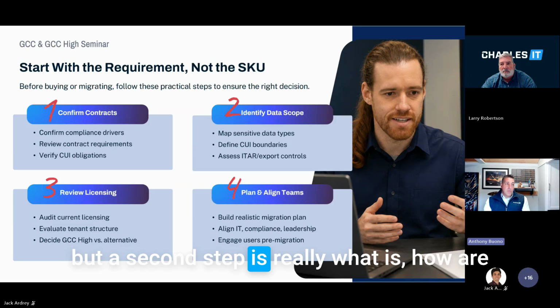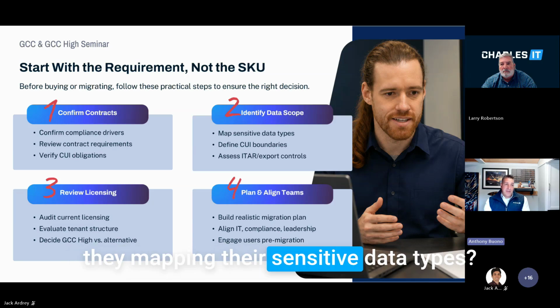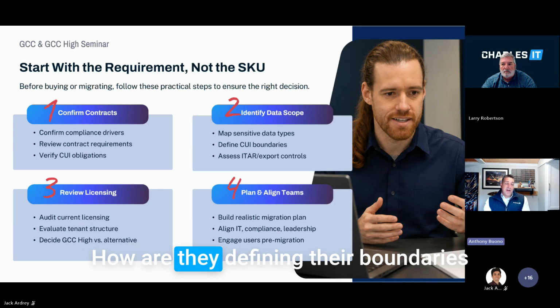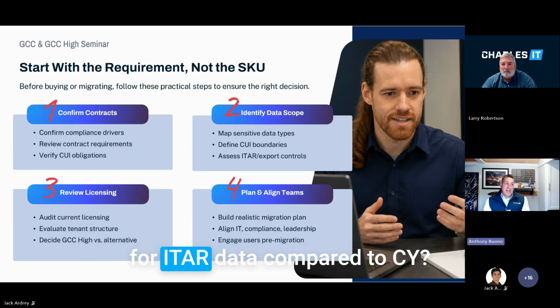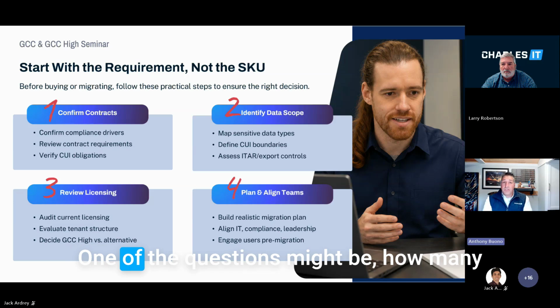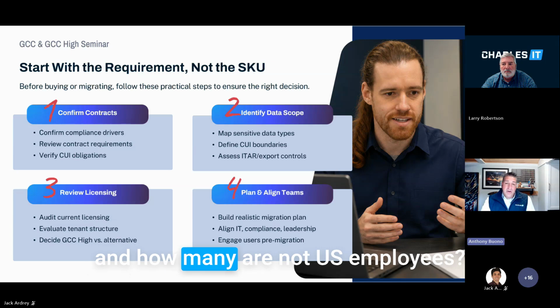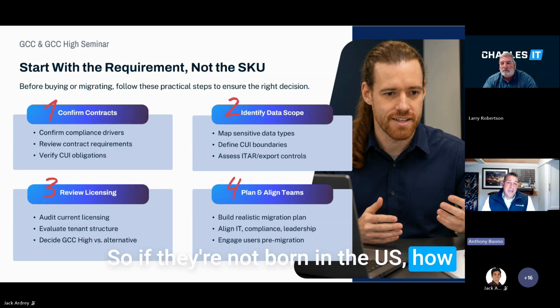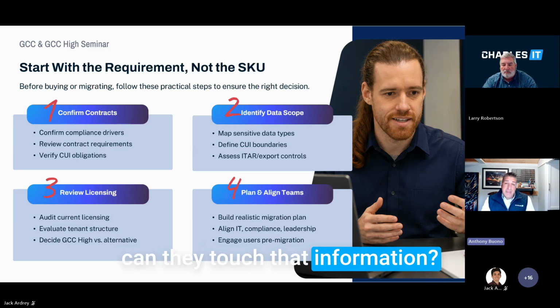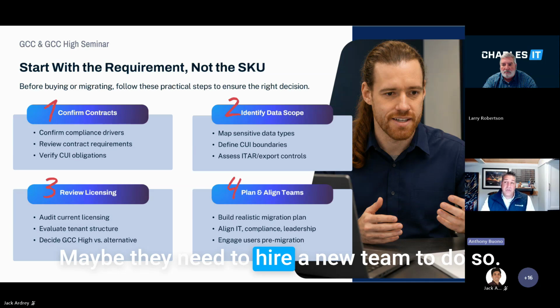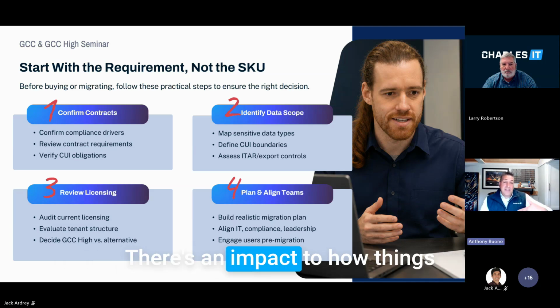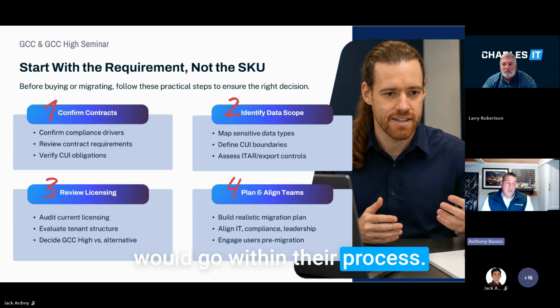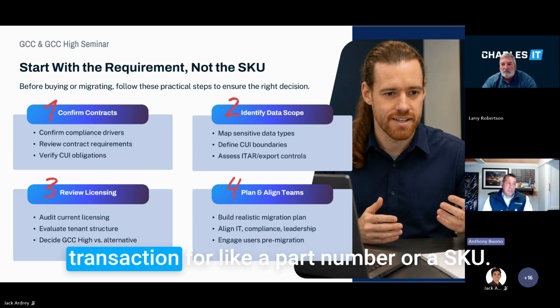But a second step is really how are they mapping their sensitive data types? How are they defining their boundaries for ITAR data compared to CUI? One of the questions might be, how many US employees are touching that data and how many are not US employees? So if they're not born in the US, how can they touch that information? Maybe that needs to change. Maybe they need to hire a new team to do so. There's an impact to how things would go within their process. So it's more than just doing a transaction for a part number or a SKU.